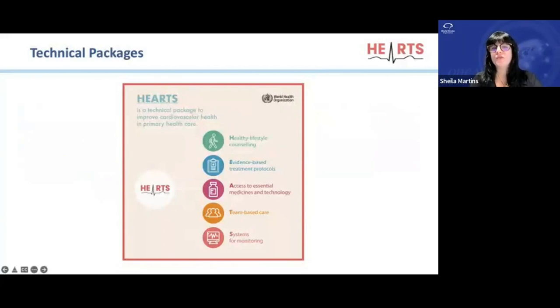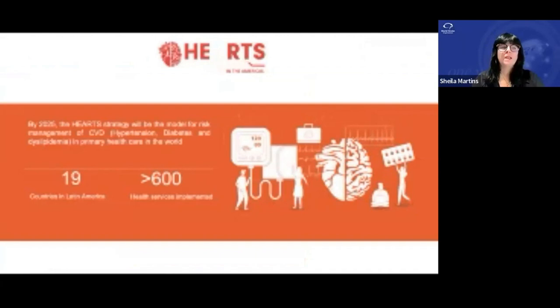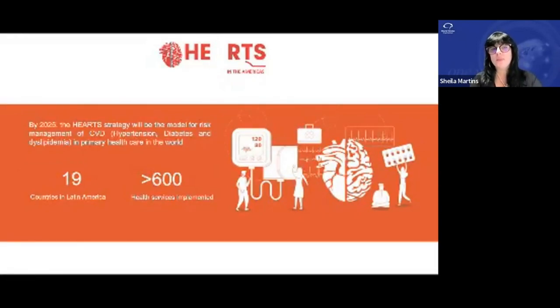Here are the technical packages of the HEARTS program. H of HEARTS is healthy lifestyle counseling. E is evidence-based treatment protocols, A is access to essential medicines and technology, then team-based care, and systems for monitoring the program. In Latin America, we have 19 countries implementing the HEARTS program with more than 600 health services implemented. And we have experience across the globe of implementation of the HEARTS program. By 2025, the HEARTS strategy will be the model for risk management of cardiovascular disease, including hypertension, diabetes, and dyslipidemia in primary health care.